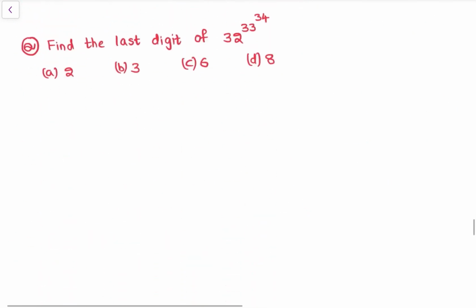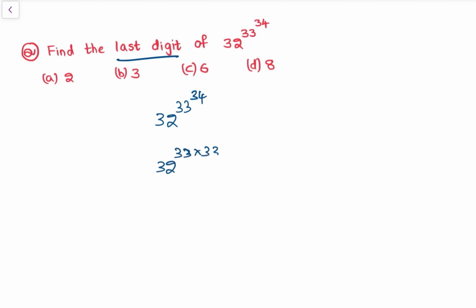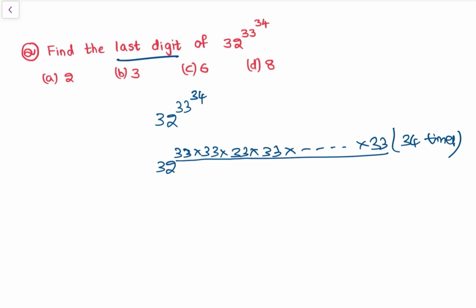Then let's solve another question: the last digit of 32 to the power 33 to the power 34. That is 32 to the power 33 into 33 into 33, and so on, 34 times. Now divide this by 4. When you divide it by 4, we get remainder 1.